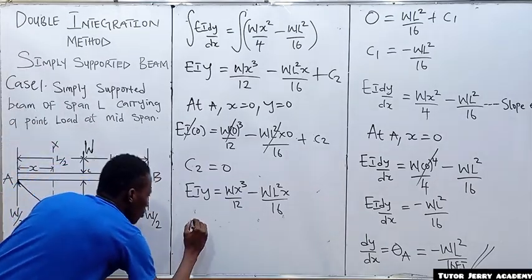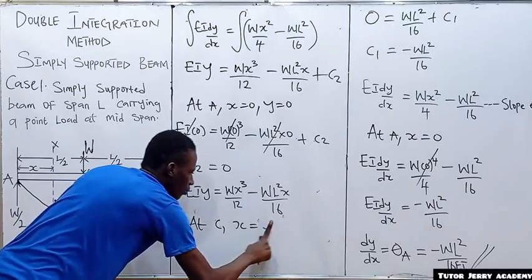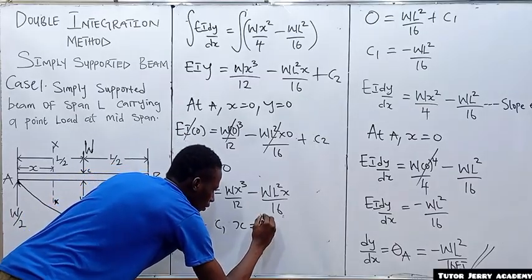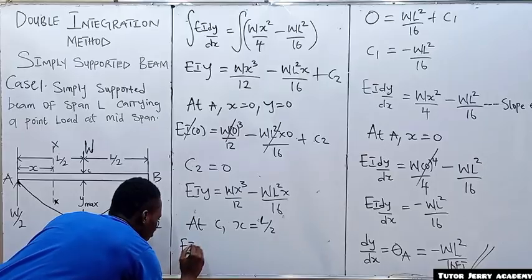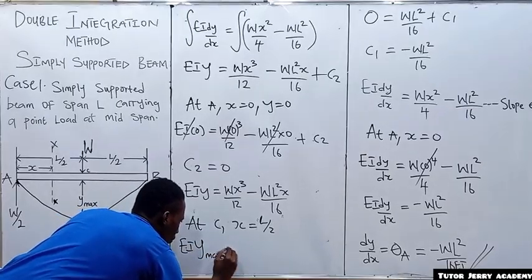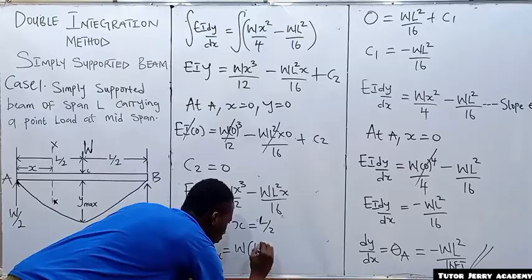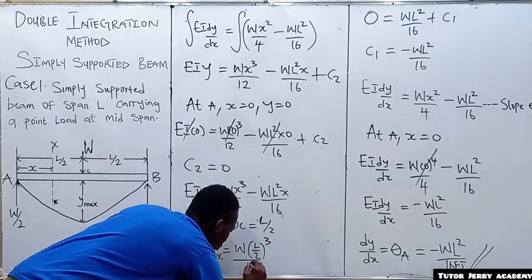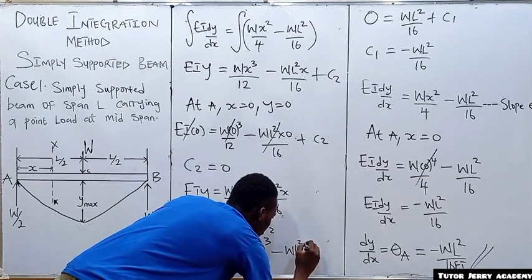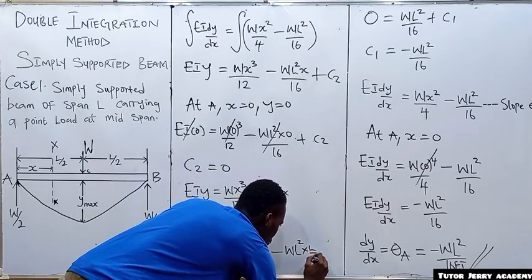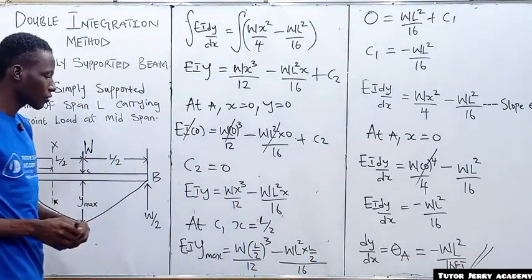Now applying boundary conditions at C, we know that x is equal to L over 2. Now if I substitute x equals L over 2 here, I have EI y max equal to W into L over 2 all to the power of 3 all over 12 minus W L square multiplied by L over 2 all over 16. Now this is what we have.